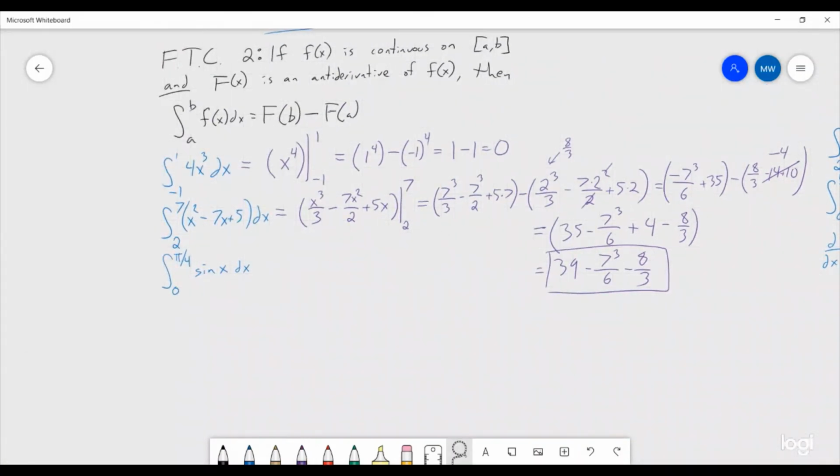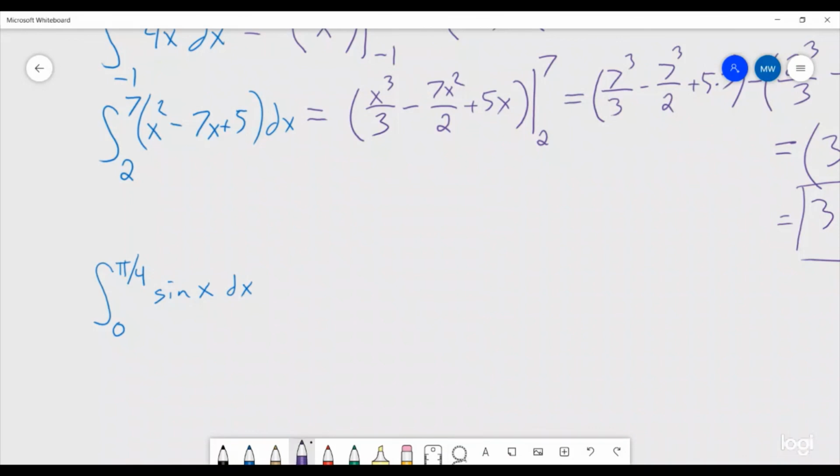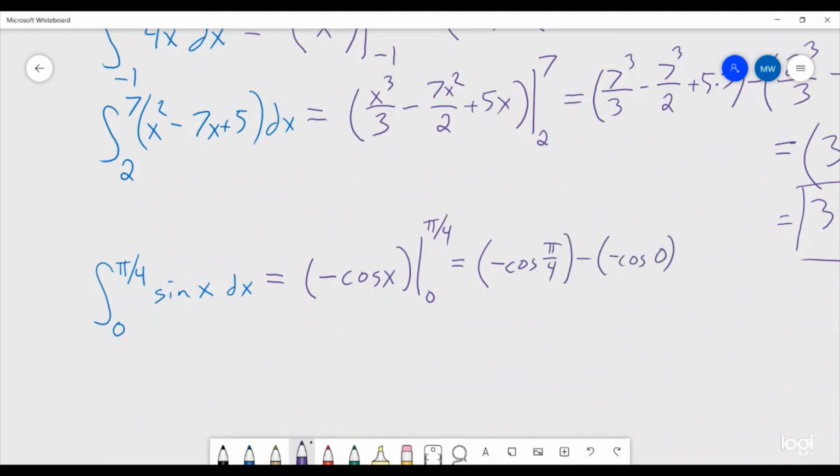Now how about this last one? Integral from 0 to pi fourths of sine x dx. Well, what's an antiderivative of sine x? Well, derivative of sine is cosine, derivative of cosine is negative sine. So this means this is going to be negative cosine of x, evaluated from 0 to pi fourths. So this is going to be, we got negative cosine of pi fourths minus negative cosine of 0.